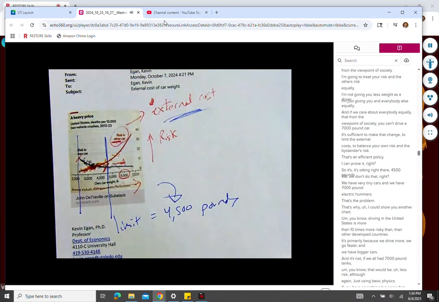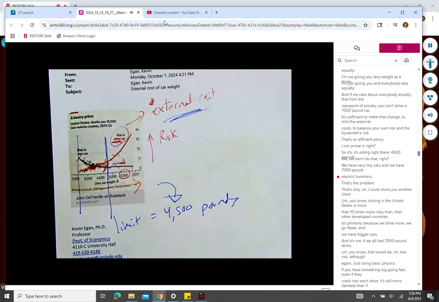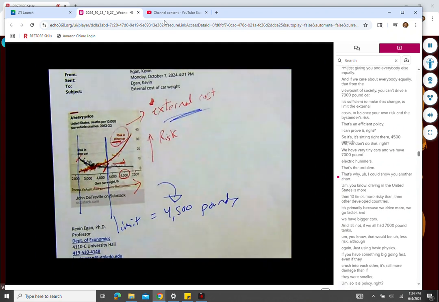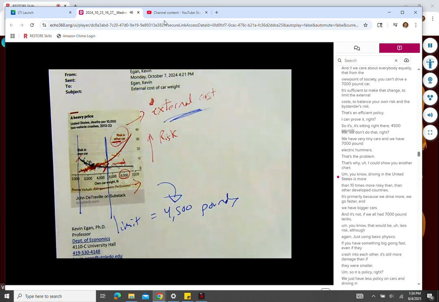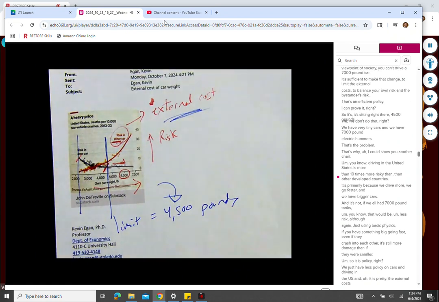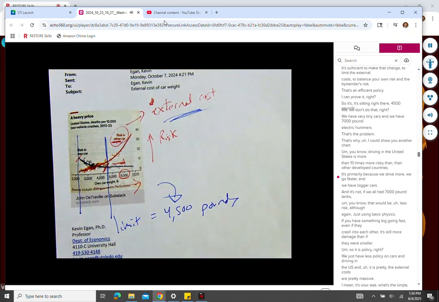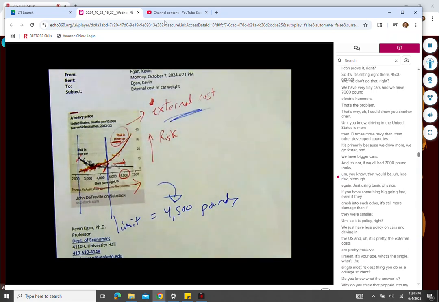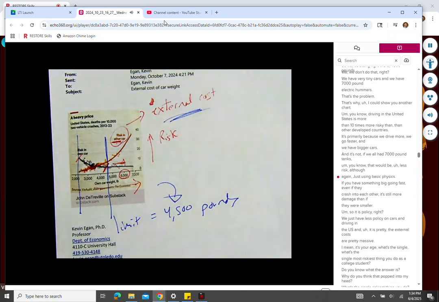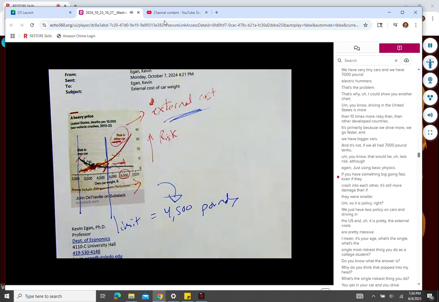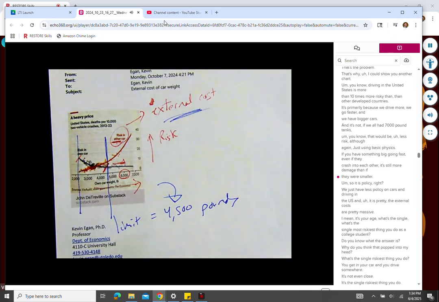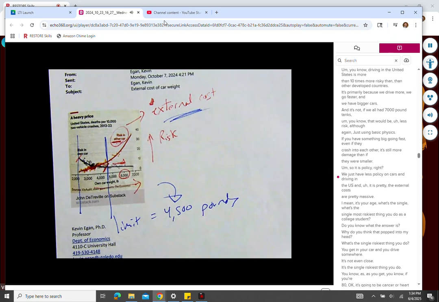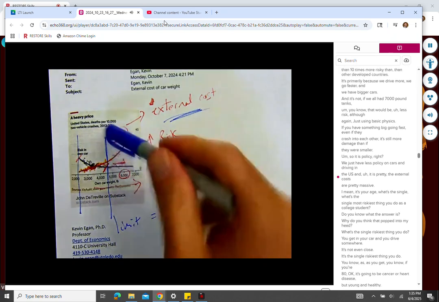We don't do that, right? We have very tiny cars and we have 7,000 pound electric Hummers. That's a problem. That's why I could show you another chart: driving in the United States is more than 10 times more risky than other developed countries. It's primarily because we drive more, we go faster, and we have bigger cars. And it's not that if we all had 7,000-pound tanks, that would be less risk, although again, just using basic physics, if you have something big going fast, even if they crash into each other, it's still more damage than if they were smaller. So it is policy, right? We just have less policy on cars and driving in the US. And the external costs are pretty massive.